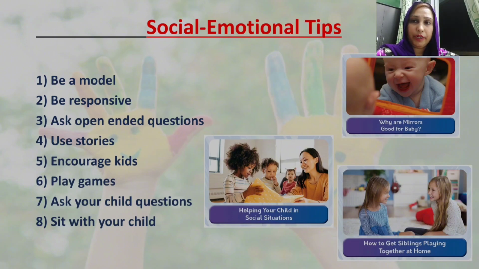Always ask open-ended questions and discourage close-ended questions. Close-ended questions usually have responses of only yes and no, but open-ended questions will help to develop the child's problem-solving skills. Use stories to talk to your child about different social situations and how each person might be feeling. This will be a very good platform for them to understand not only their own feelings but the feelings of others.